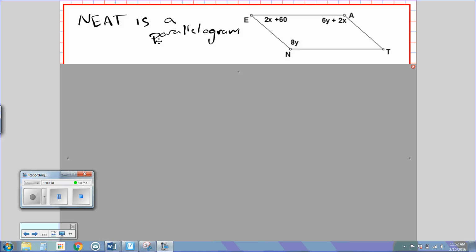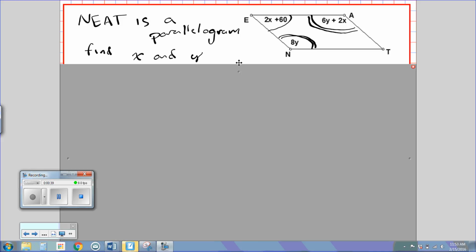In this problem, we are given a parallelogram, and we are asked to find x and y. In order to do this, we're going to need to remember two different properties of parallelograms. They are that consecutive angles add to 180 degrees, and opposite angles are congruent.